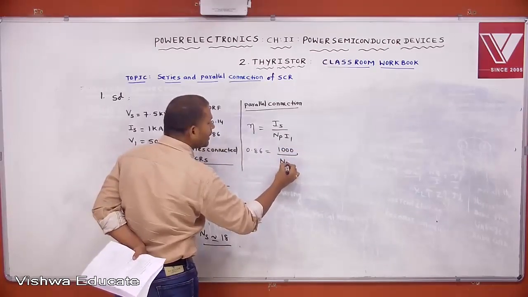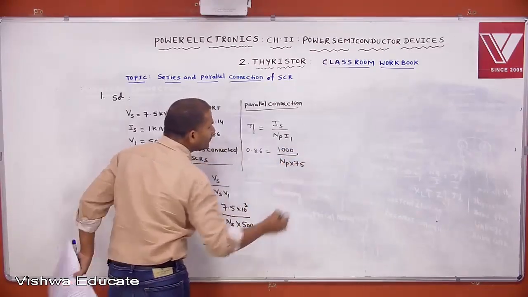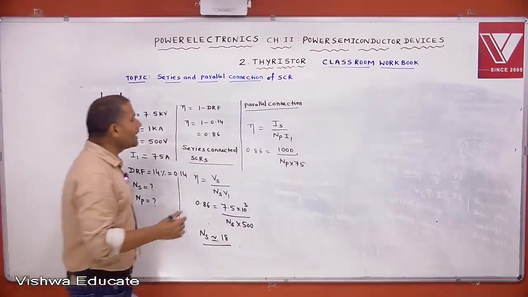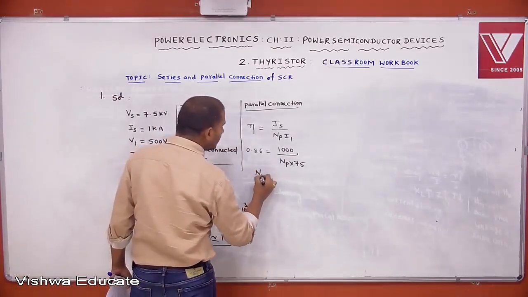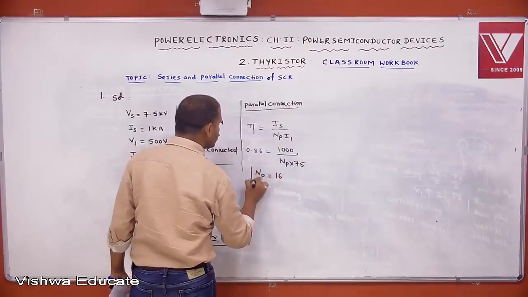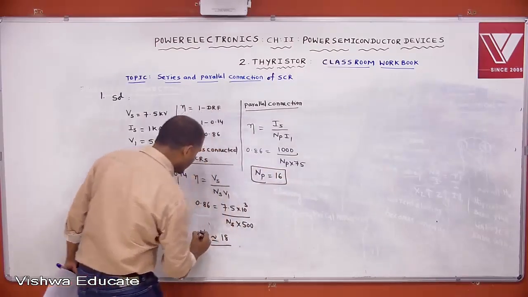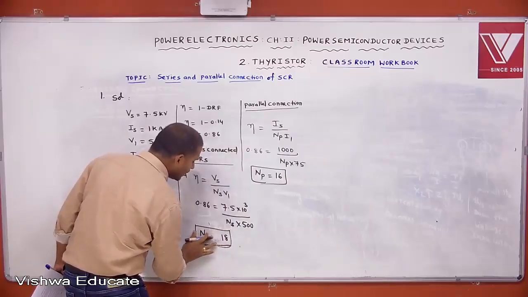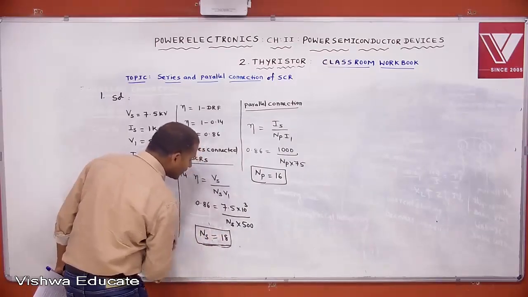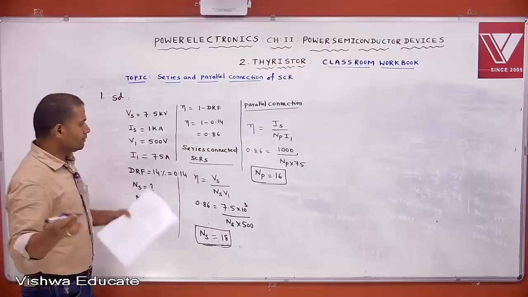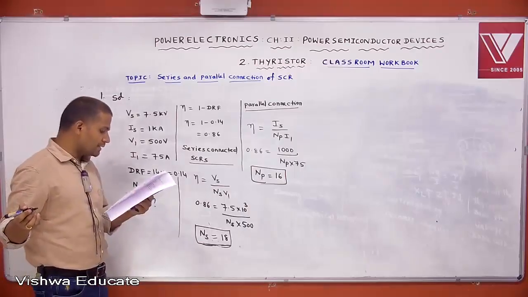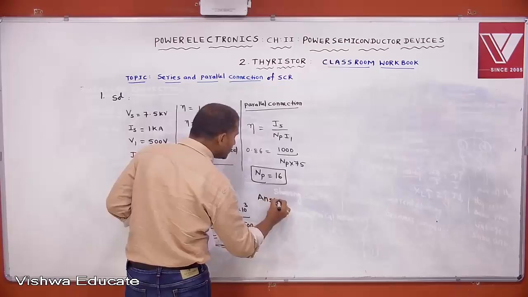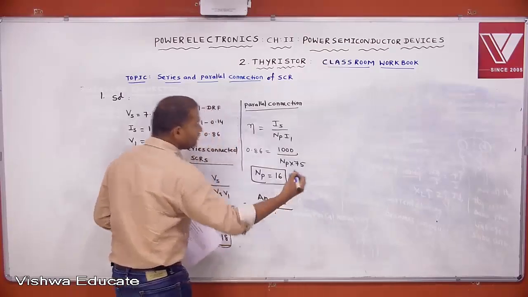NP we want to calculate. The individual current rating is 75. Simplifying this, we get the number of parallel connected SCRs, NP equal to 16. This is the number of parallel connected SCRs and this is the number of series connected SCRs. Then take the number of series connected SCRs as 80. In the given options, which is correct? In the problem, the answer is option A. That is simple.